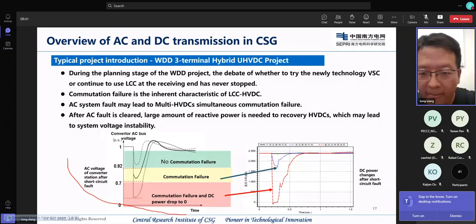So all the 9 HVDC converters in Guangdong are LCC HVDC. Therefore, there may exist the case that an AC system fault will lead to multiple HVDC simultaneous commutation failures. And also for the LCC recovery, it will cause these inverters to absorb a lot of reactive power from the AC system. So it may lead to system voltage instability. So when we design this, we find that this is really a challenge for us if we continue to use this LCC technique.